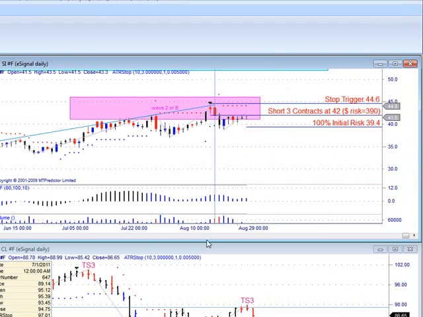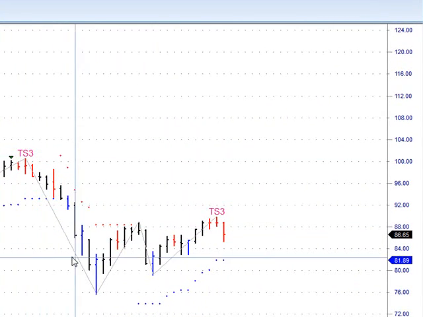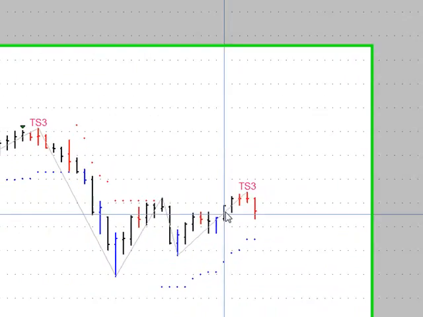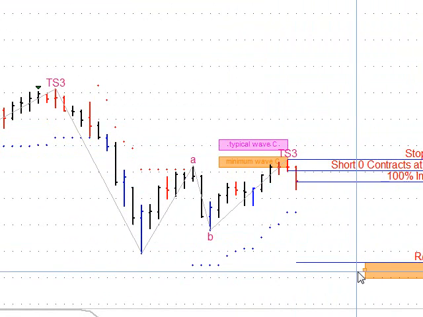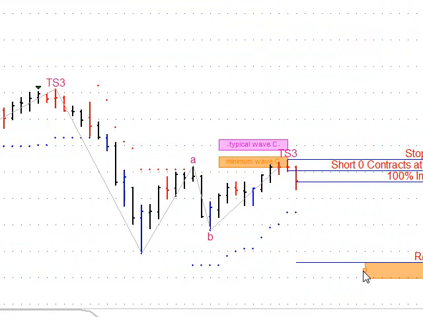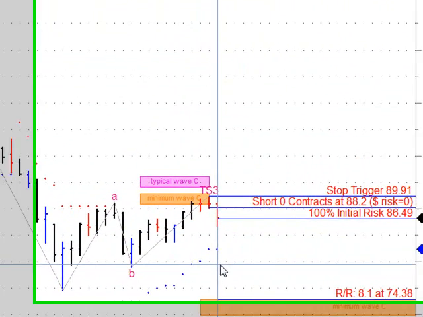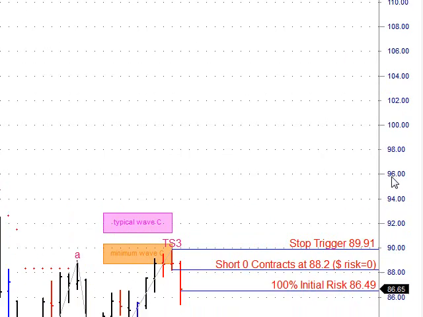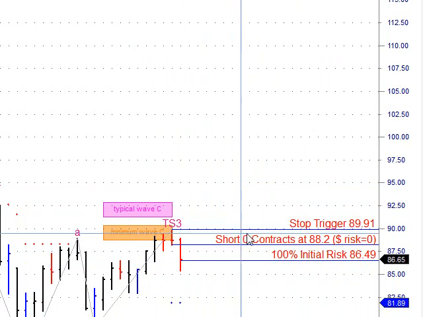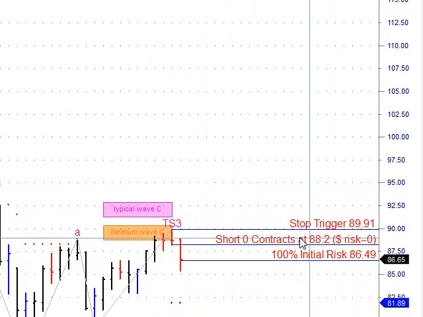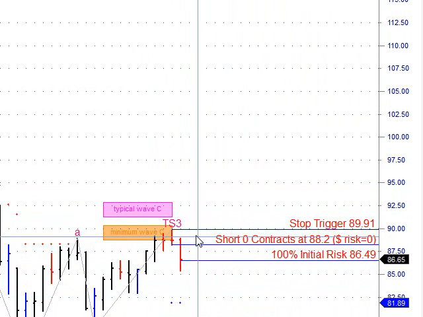So we'll watch that. Oil, we got a new sell signal in oil. TS3, we had gone this TS3 into some DP support. We've got an ABC pattern that formed our TS3. It's got a nice healthy target of 8 to 1, which, in order to hit that target, we'd have to see oil down around 74.38. Again, this one also, we've hit the 100% initial risk line since this is the bigger time frame, the daily chart. Stops can be moved from 89.91 to 88.20, which is the entry there. Again, a risk-free trade at this point.